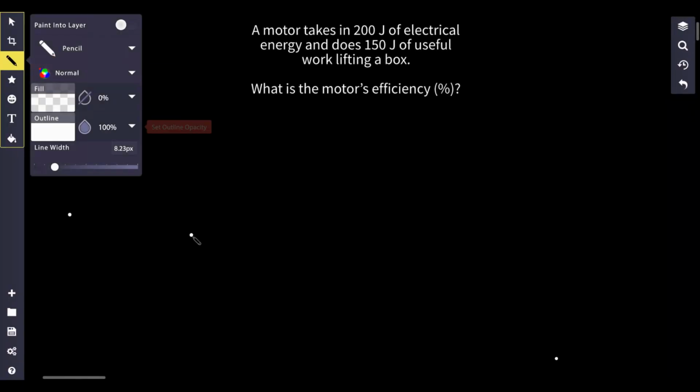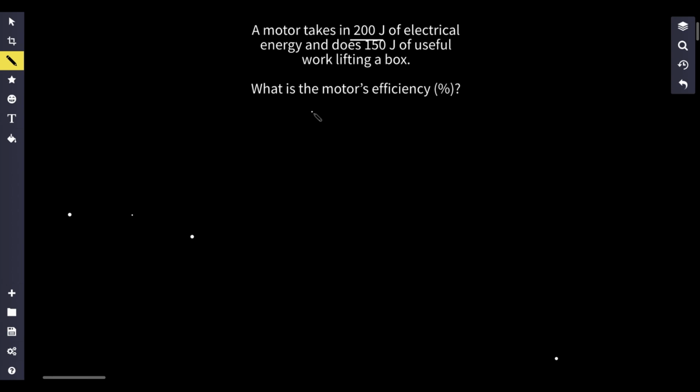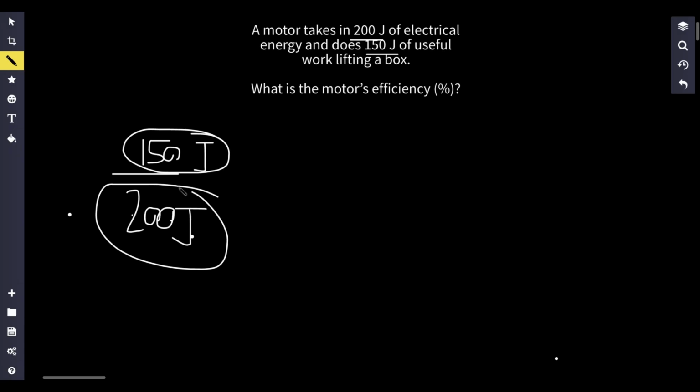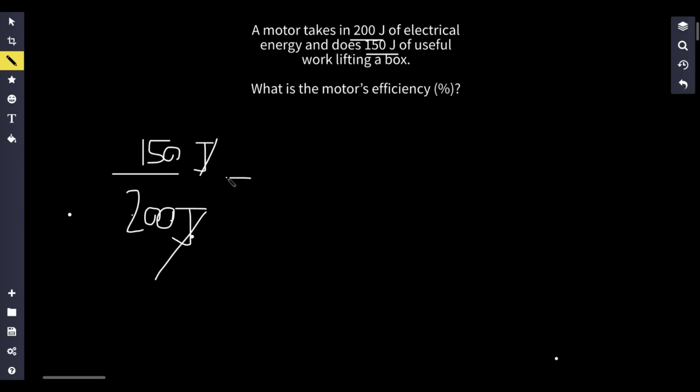So for example, if we have a motor that takes in 200 joules of electrical energy, and it does 150 joules of useful work lifting the box. So the motor's efficiency, you would just take the output divided by the input. It doesn't matter what units they are, because even if I put the units here, one unit is in the denominator, right? You have 150 joules in the numerator and one in the denominator, so they're just going to cancel out, and we get all of this multiplied by 100 to make a percent.